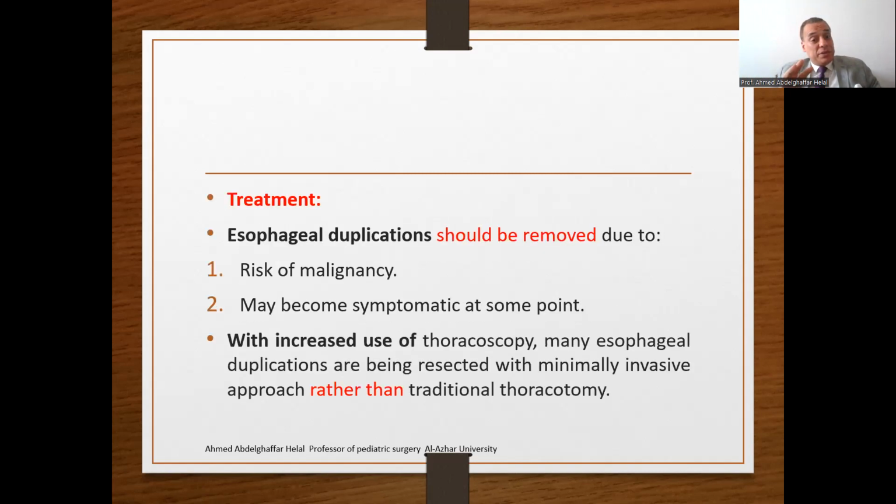How to treat? Esophageal duplication should be removed due to the risk of malignancy, and it may become symptomatic at some point. With increased use of thoracoscopy, many esophageal duplications are being resected with this minimally invasive approach rather than the traditional thoracotomy. So the duplicated cyst should be removed to avoid malignancy, and considering that this duplicated part may become symptomatic at some point.